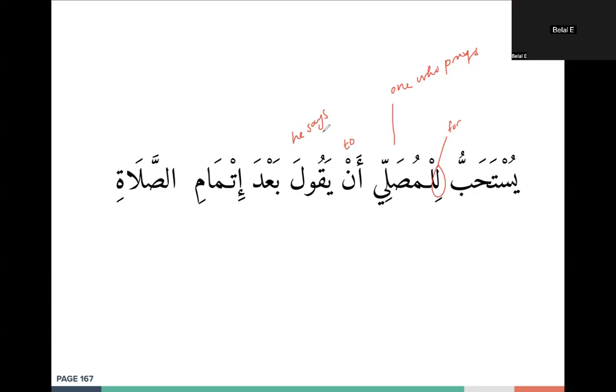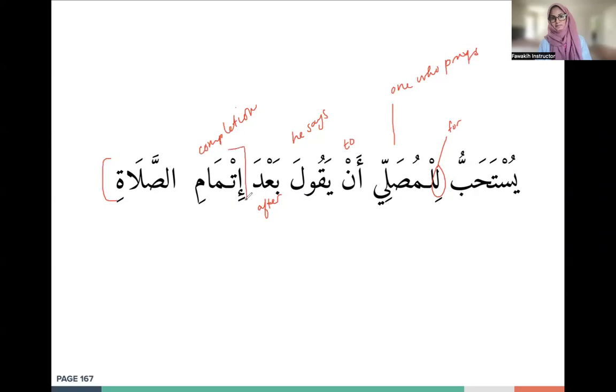Bad means after, and itmam means completion. And as-salah means the prayer. So what does this mean? Itmam as-salah, the completion of the prayer. You did that correctly. You just know this from the context, yani as-siyaq. Okay, great.